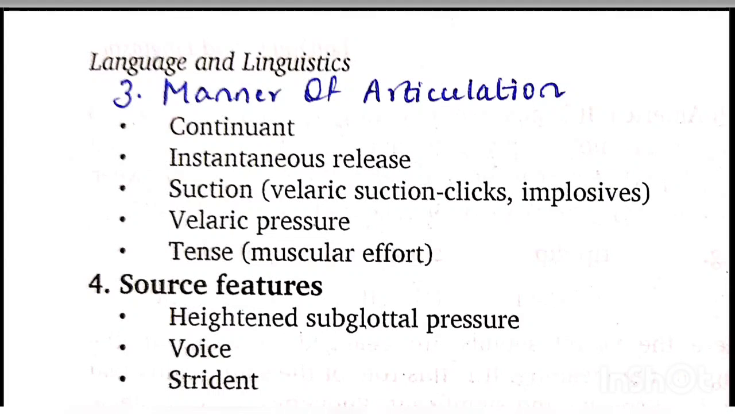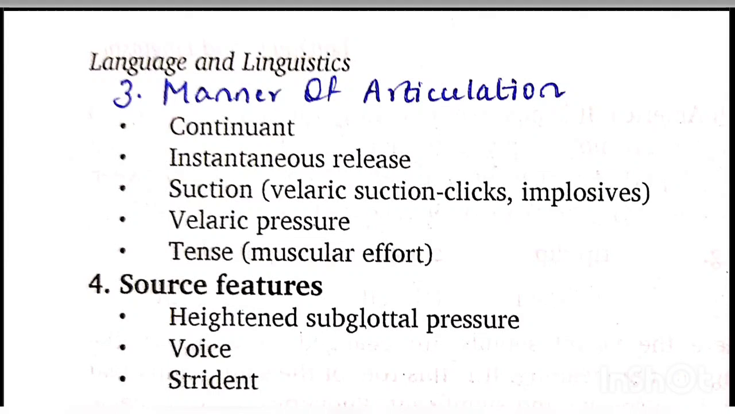Okay, so manner of articulation, how we articulate. The first one is continuant, which is mostly continuous. Then instantaneous release. Instantaneous means abrupt. Then suction. Suction means when you remove air. Velaric suction clicks, velaric, velum, soft palate. Implosives, velaric pressure and tense, muscles become tense.